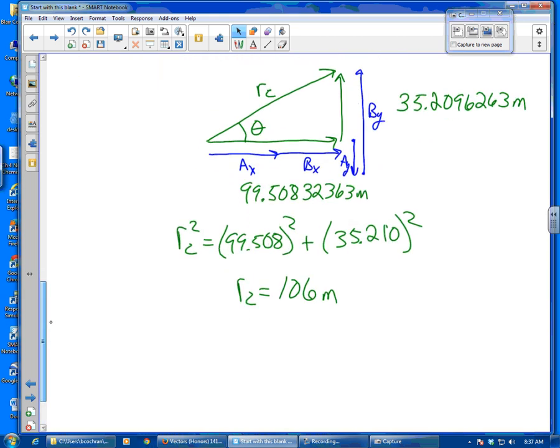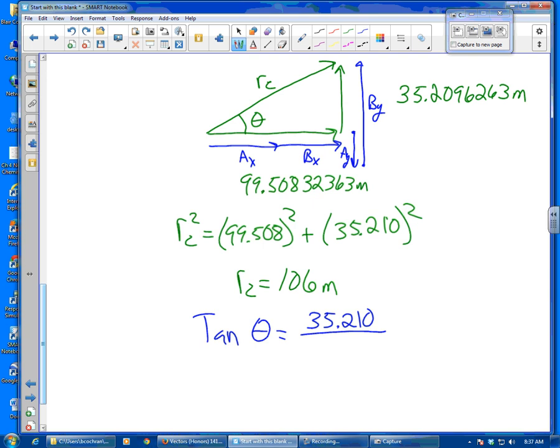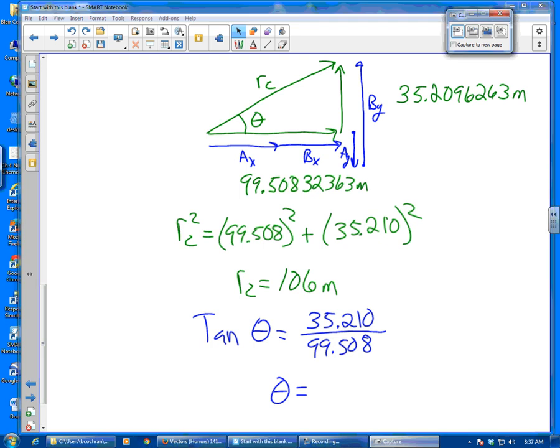Now I want to find theta, so I'm going to do tangent again. Tan of theta is opposite, that's my 35.210, over adjacent, 99.508. And I would solve for theta like I did last time. We will continue this tomorrow, so just keep working on them.